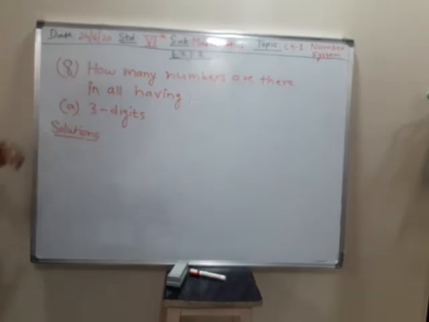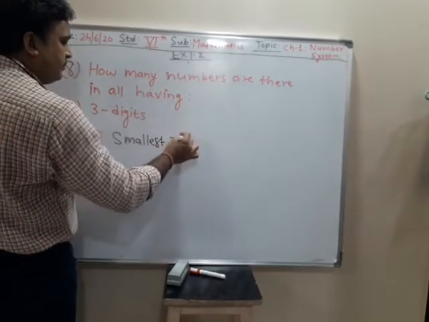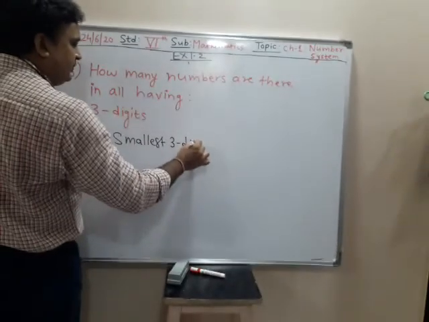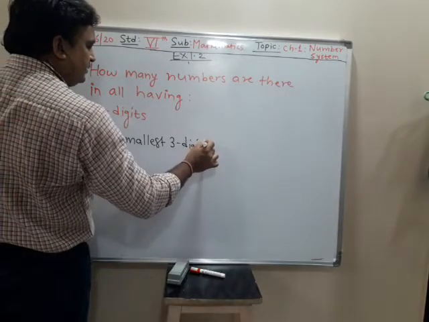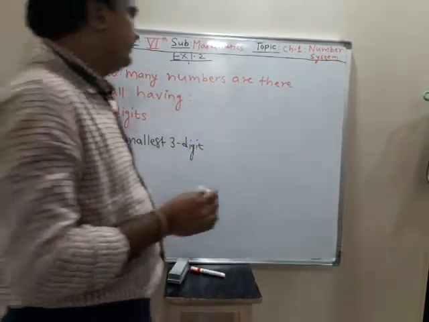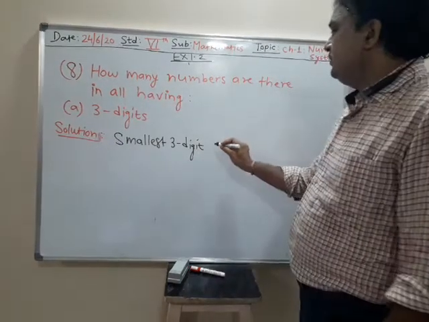To solve this question, we find the smallest 3 digit number and the largest 3 digit number. So I will find the smallest 3 digit number. What is the smallest 3 digit number?